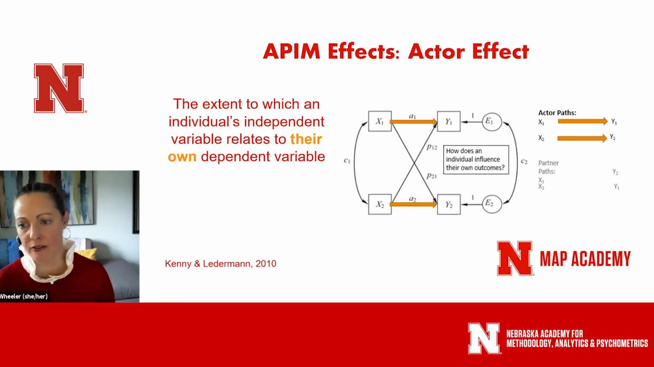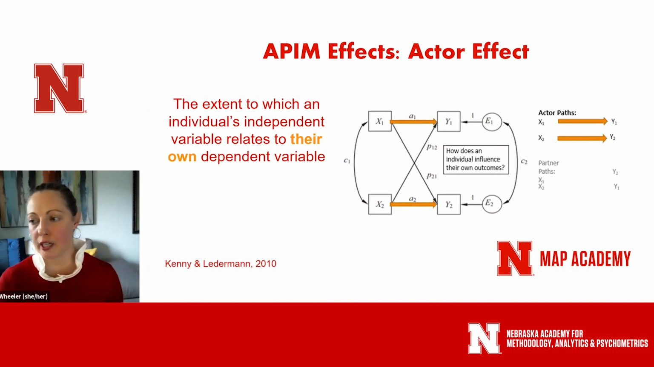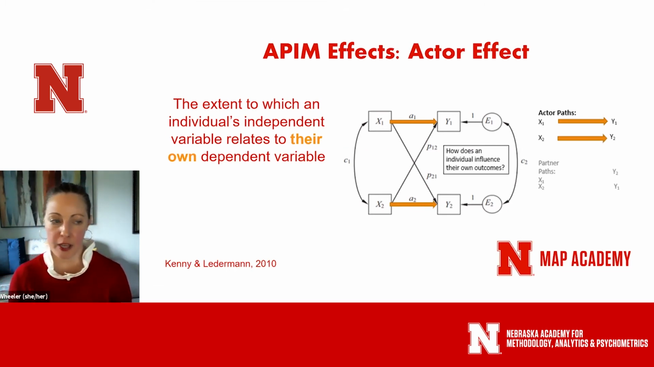So here's a path diagram of, again, a simple APIM model. As I talked about with the difference model, the APIM can be extended to include all of the features of structural equation modeling. So if we look at this model, X1 and X2 are the independent variables for dyad member 1 and dyad member 2, respectively. And Y1 and Y2 are the dependent variables for each dyad member. Now, when we're thinking about an actor effect, this refers to the extent to which an individual's independent variable relates to their own dependent variable, as depicted by those orange paths there that you can see that are denoted as A1 and A2. So in all of these models, right, they also include C1 and C2 here, right?